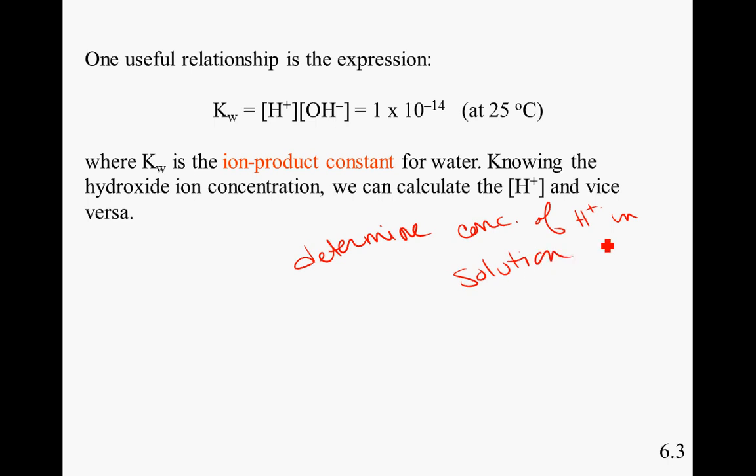In any given solution, the hydrogen concentration and hydroxide concentration will always balance out. If you multiply the two together, the product will always be 1 times 10 to the negative 14. Knowing the hydroxide concentration, we can calculate the hydrogen concentration, and vice versa. This will be able to tell us the strength of the acid.